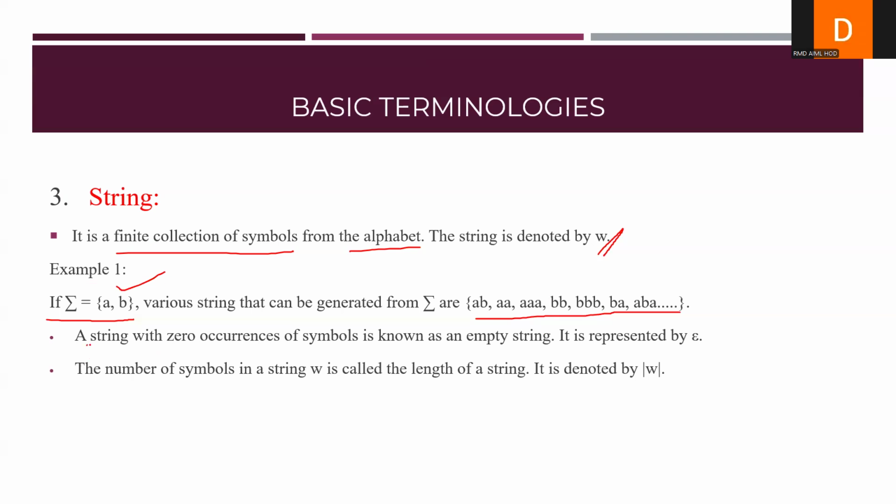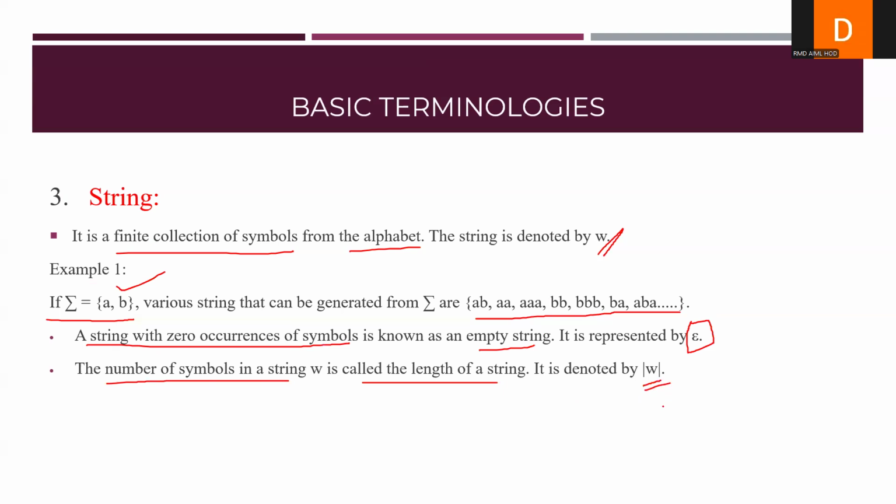When we have a string with zero occurrences of symbols, then the string is called an empty string and it is represented by epsilon. The number of symbols in the string contributes to the length of the string, which is denoted in this way. So this is the third basic terminology.